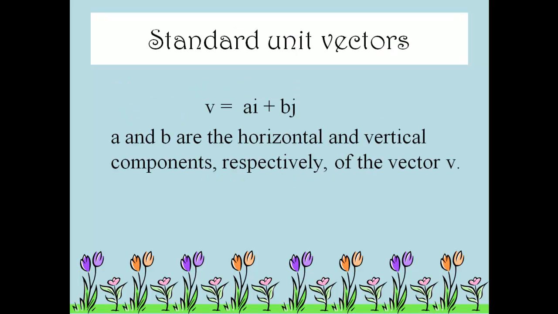So if we see this in the standard unit vector, and we see this written in this linear combination, we know that a and b are the horizontal and vertical components respectively. So know that in either form, you'll be able to find the horizontal and vertical component.